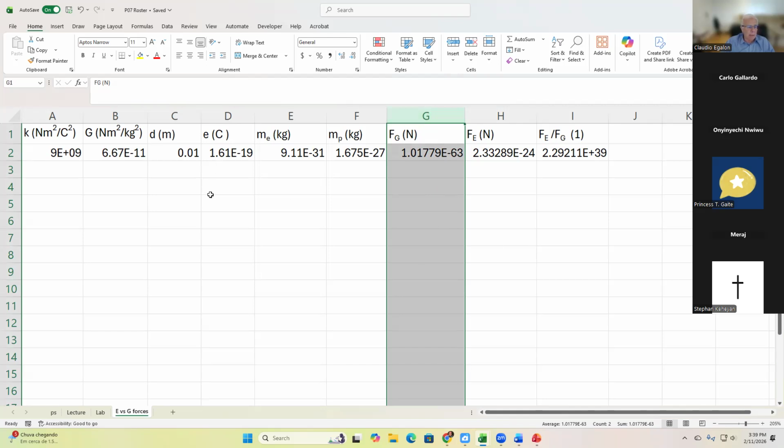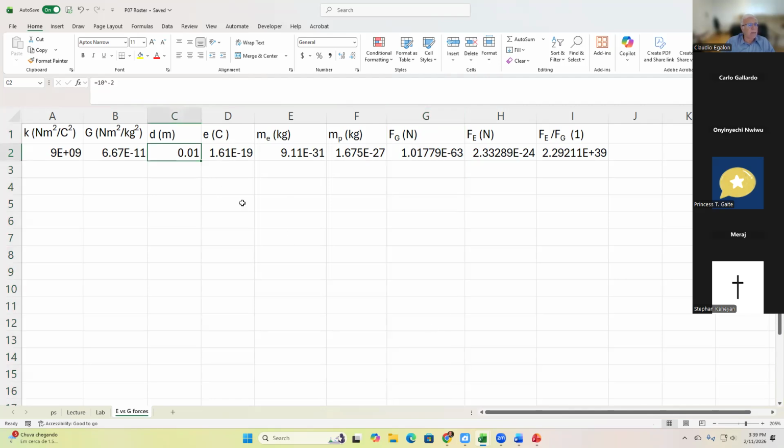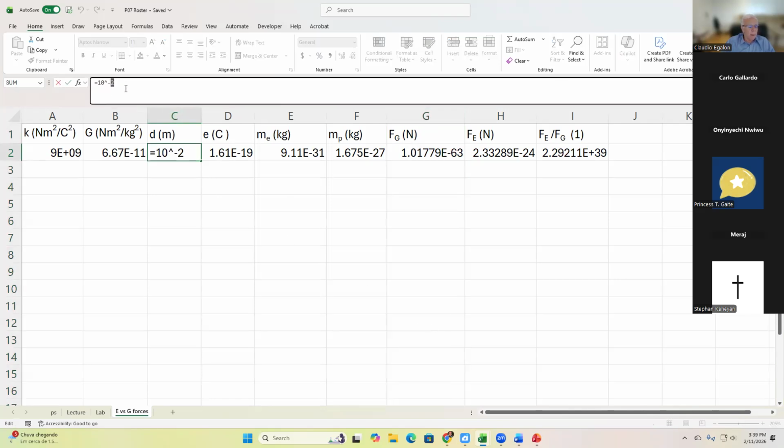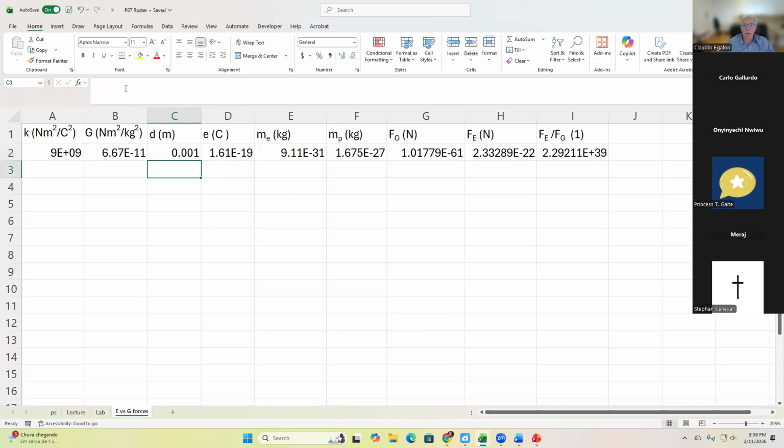And then we can keep on playing with the numbers. Instead of 1 centimeter, let's make them closer, like 1 millimeter. Let's see what happens. Okay? Notice that this ratio is not changing, right? This ratio is not changing because this ratio does not depend on the distance between the particles. Okay? I'm going to undo, 1 centimeter. Here you go. See, it's the same ratio. The value of the force is changed, but not the ratio, because the ratio does not depend on the distance between those two particles.